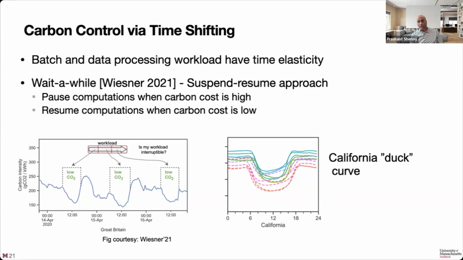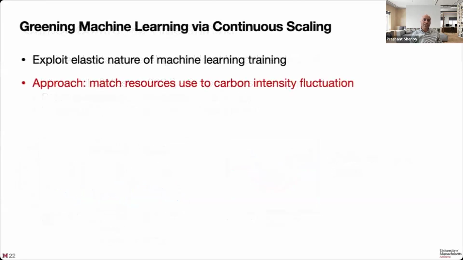Okay? Now we looked at this idea and said that's really neat, but the problem is you're significantly increasing the completion time of the job, because there are long periods where the job is not running at all because the carbon intensity is high. So the job is going to take much longer to finish, even though its carbon intensity is low. Right? So we said, can we use EcoVisor to do something better?